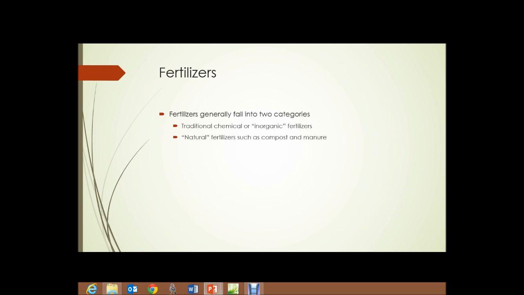First, we have fertilizers. And fertilizers generally fall into two main categories. Traditional chemical or inorganic fertilizers, often derived from petroleum, and natural, so-called natural fertilizers, such as compost and manure.